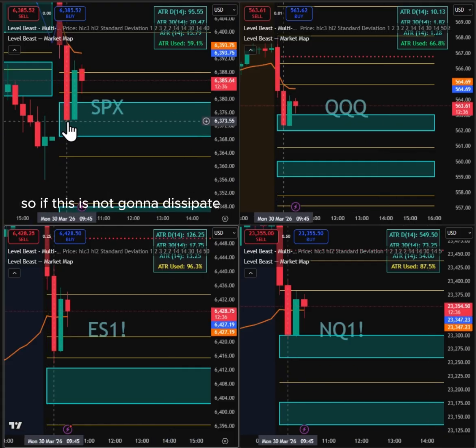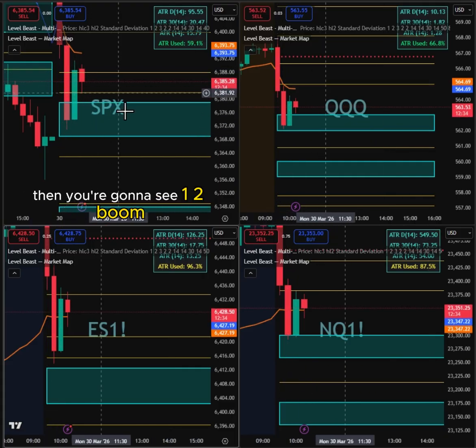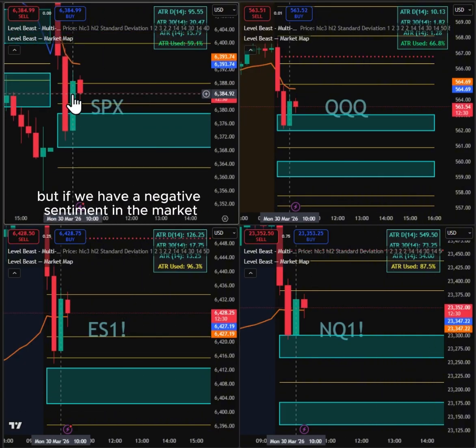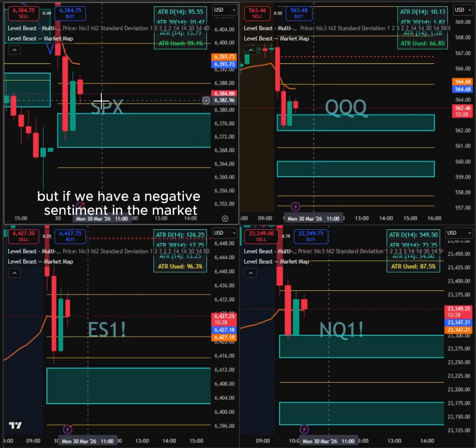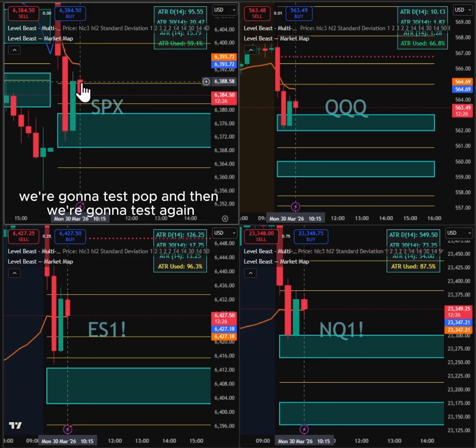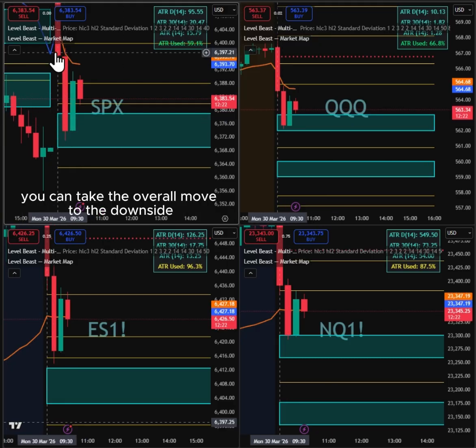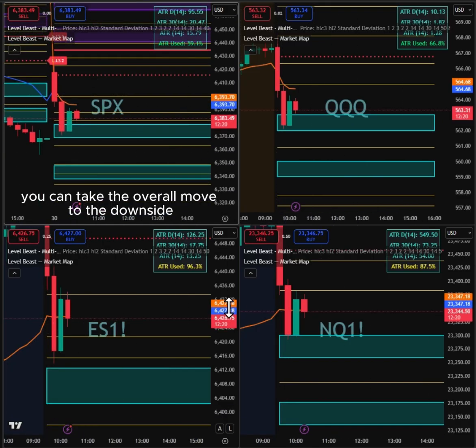So if this is not going to dissipate, then you're going to see 1, 2, boom, you're gone. Or 1, 2, 3, boom, you're gone, right? But if we have a negative sentiment in the market, we're going to test, pop, and then we're going to test again. So there's many trades here. You can take the overall move to the downside, right?